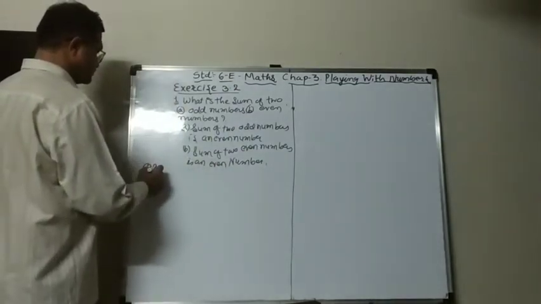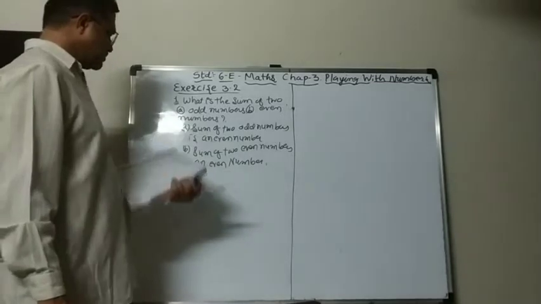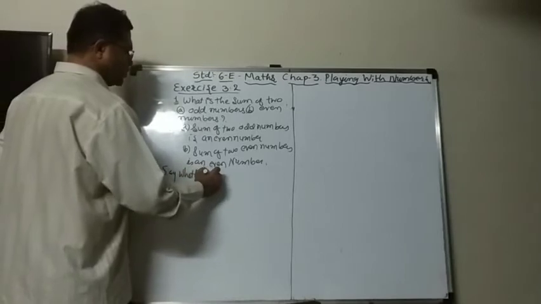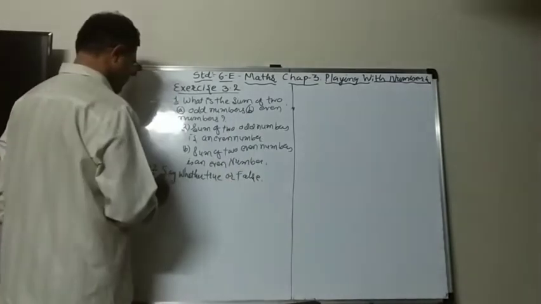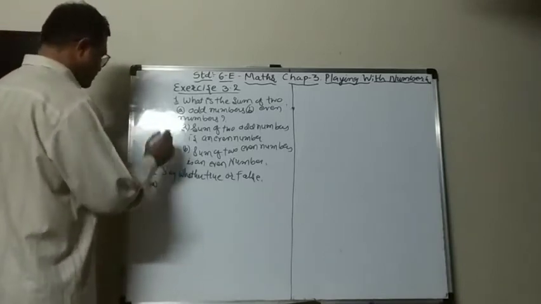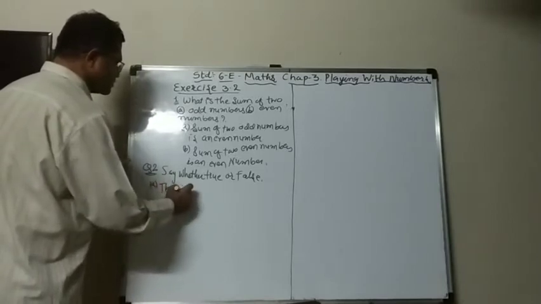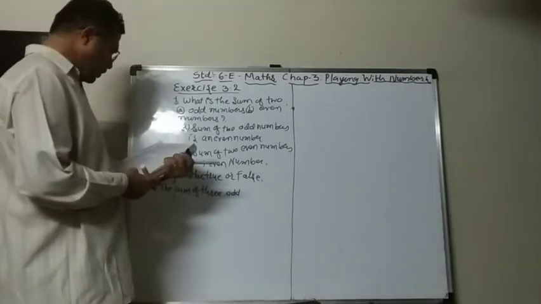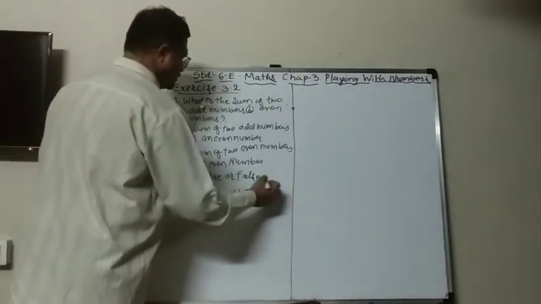Now question number 2. It says, say whether true or false. First one, here it is written A, B, C, D, we can write down A. The sum of three odd numbers is even.